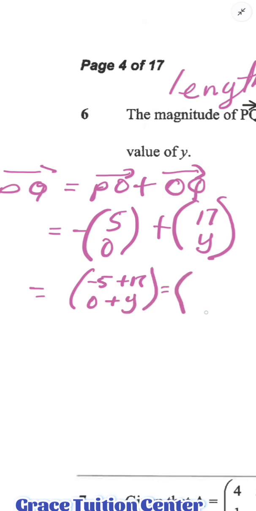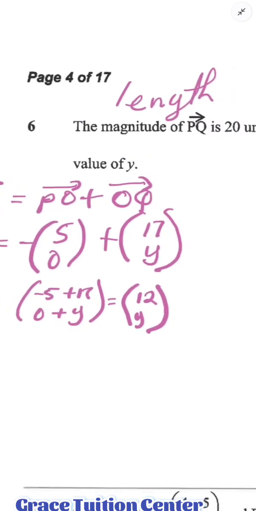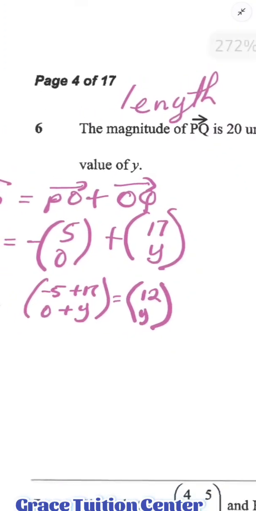So if you simplify this, what do we get? We get negative 5 plus 17, which is 12. And 0 plus y is y. So this is the vector PQ.